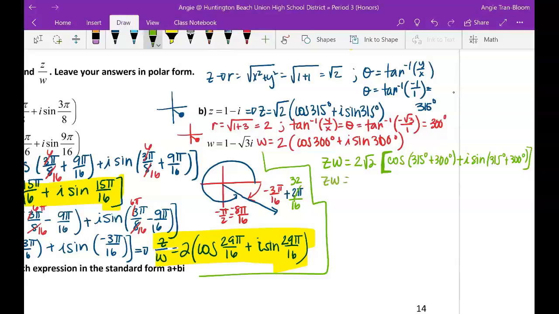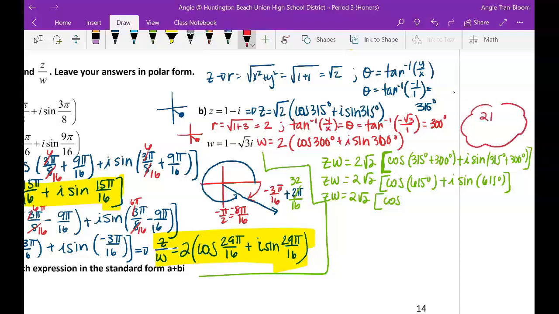So final answer, when I combine these, it's going to be 2 root 2 times cosine of 315 plus 300, which is now 615 degrees. And we can't keep that at 615. Sine of 615 over here as well. 615 is over a revolution, but theta, remember, was restricted to just the first revolution. So I can subtract a full revolution. Side work.